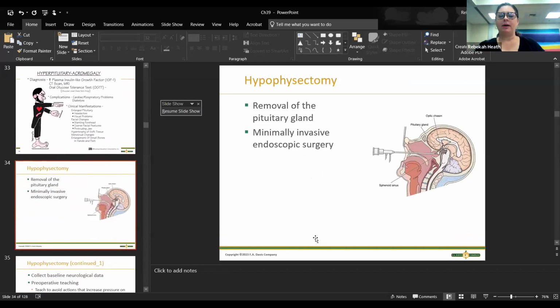So let's go and talk about a hypophysectomy. That's where you remove the pituitary gland. It's pretty minimally invasive, because as you can see in this picture, you can go right through the nose with a scope up into the pituitary gland.